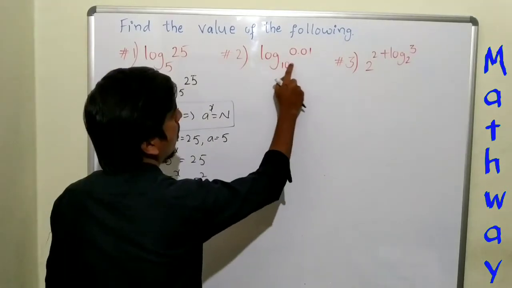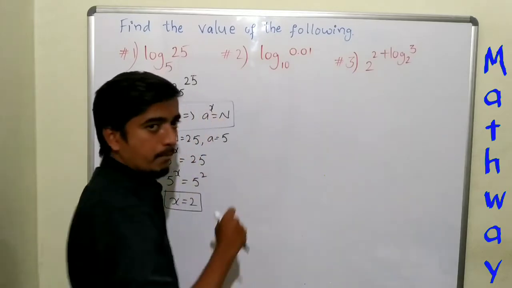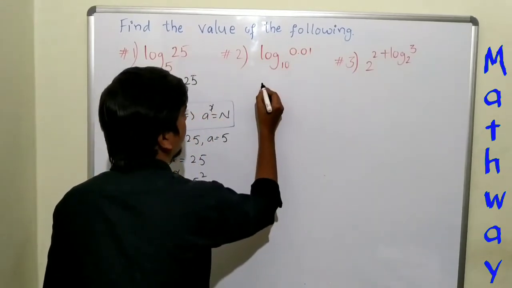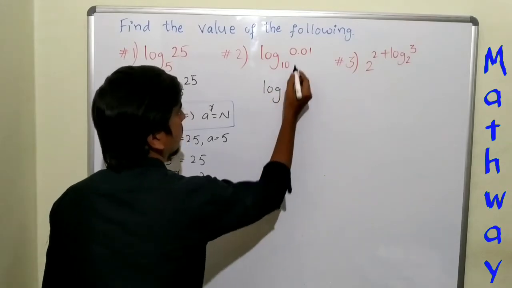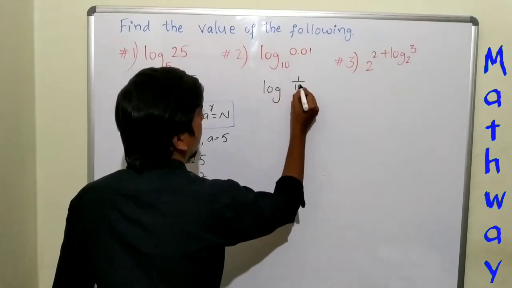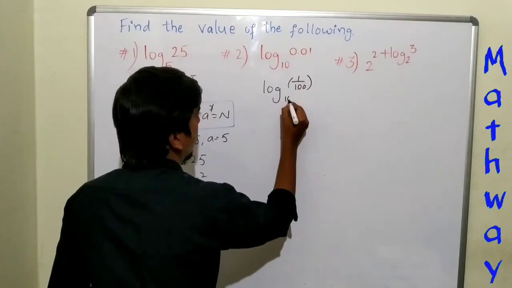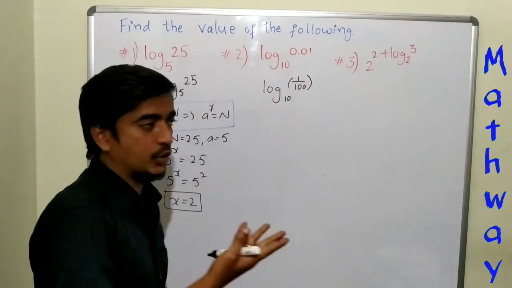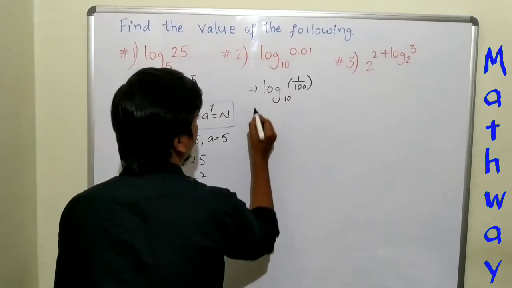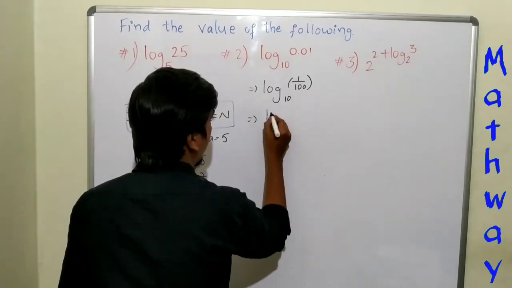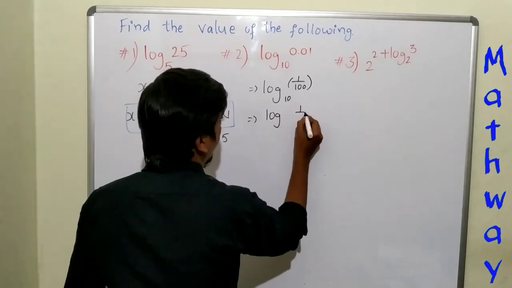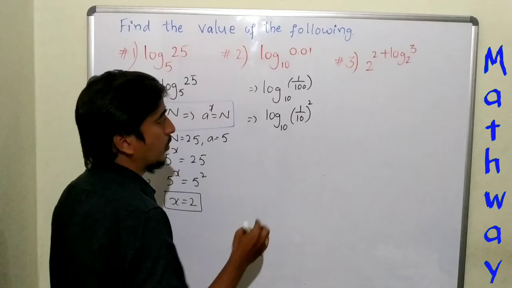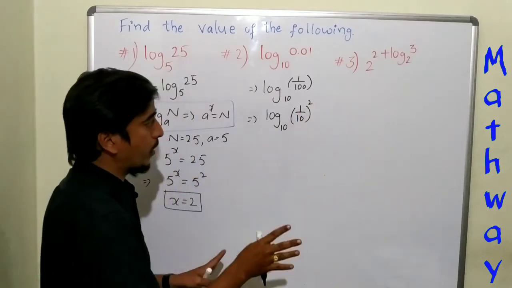Here the second one is log 0.01 base 10. This 0.01 we can write in the fractional form in this way. Let's see. Log 1 by 100 base 10. So this 100 we can again rewrite as 10 square, right? So it can be written as log of 1 by 10 whole square base 10. Whole square means 1 square is only 1. There is no problem with 1.